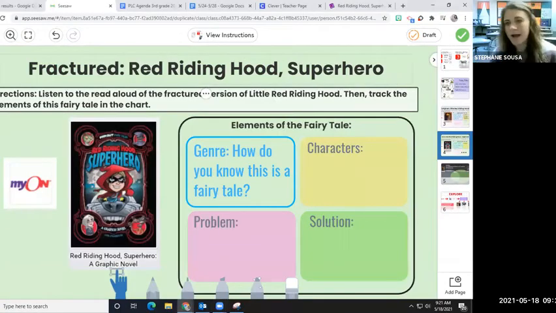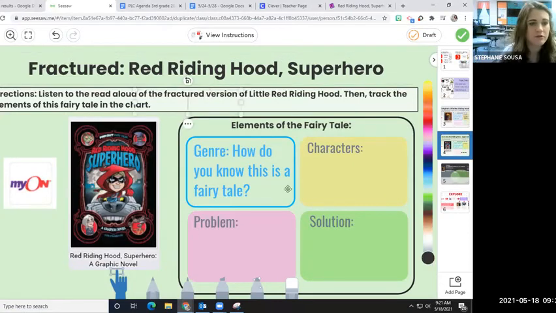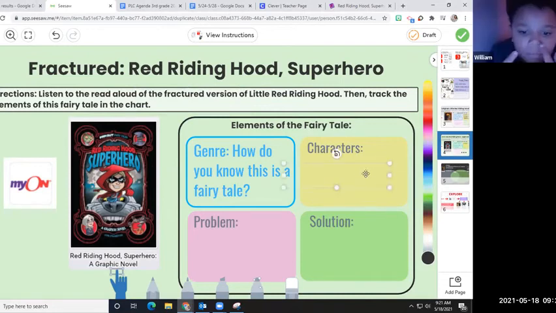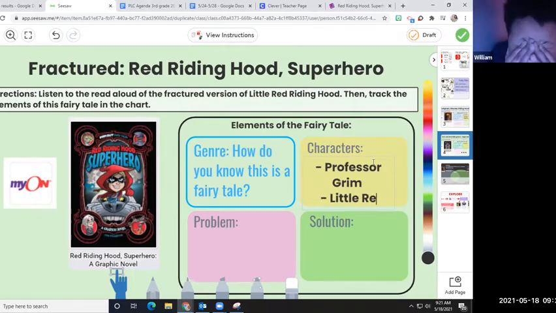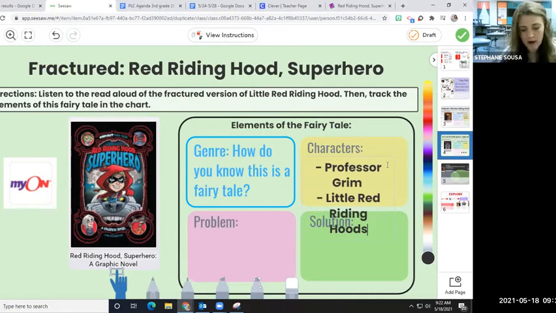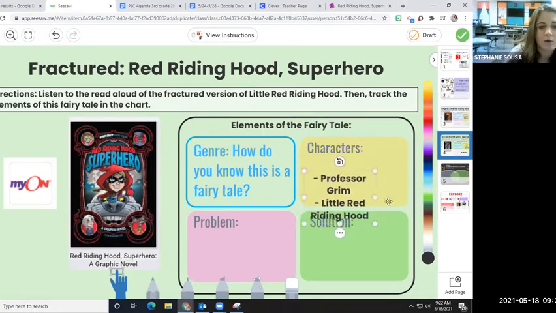Characters, throw them at me. You've had time to talk with your group. You should be able to throw them back at me. William, give me the characters of our fractured fairy tale, please. Dr. Grimm and Little Red Riding Hood. Excellent. Professor Grimm, and Professor Grimm was our talking wolf. And we have Little Red Riding Hood. Now, William, I noticed that you did not mention Grandma as a main character in this one. Why not?